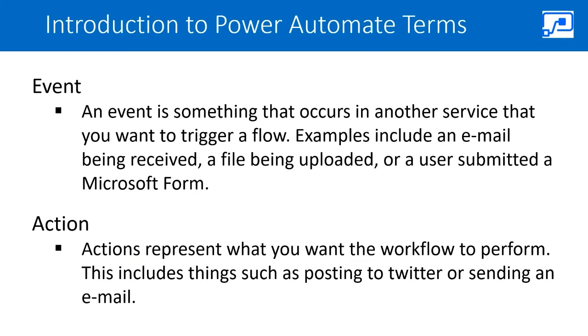After the flow is triggered, the flow will perform one or more actions. Actions are anything that the flow does. For example, sending an email, posting to Twitter, or creating a file. Part of what makes Power Automate so powerful is that there's a nearly limitless number of actions that a flow can perform.